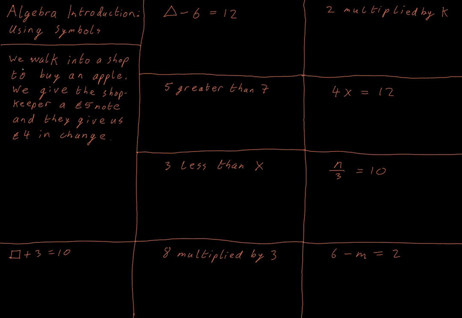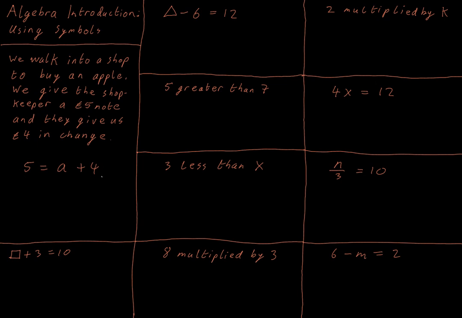So let's talk about it again. We handed in €5, and that must be the cost of our apple. So what would we call the cost of our apple? Well, apple starts with an A, so I might call it an A, plus €4. So the cost of the apple plus €4 that we got in change must be the total, the €5 note. We got an apple and we got back €4, and the overall was €5.